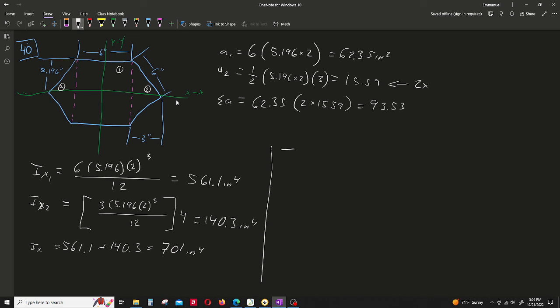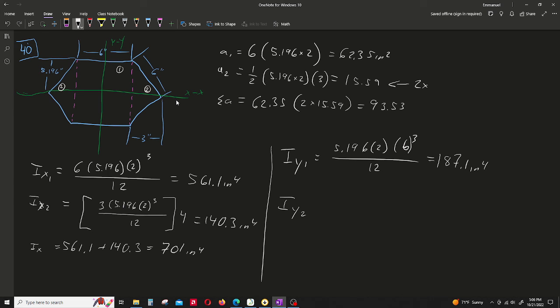And then our IY in this case is going to be equal to that 5.196 again, times 2 of course, times 6 in this case, cubed. And we're going to divide all that by 12, which gives us 187.1 inches to the fourth.